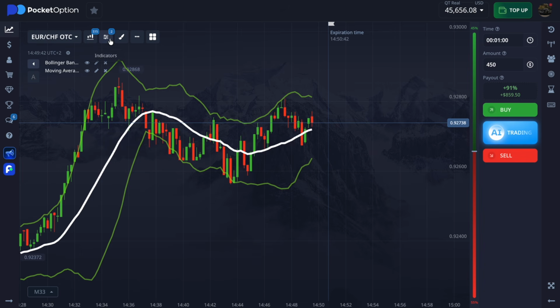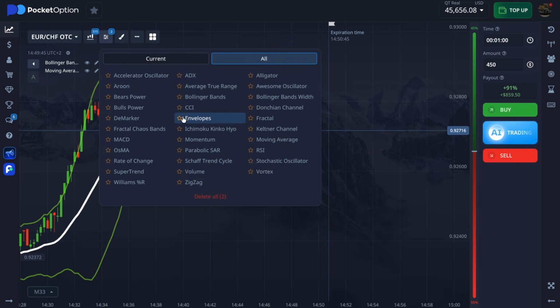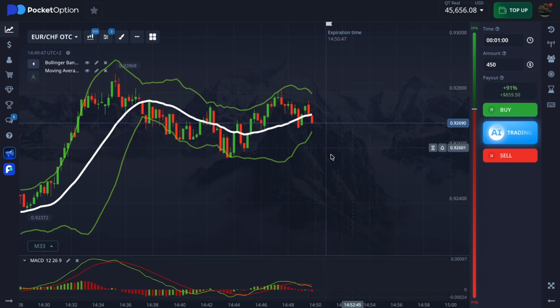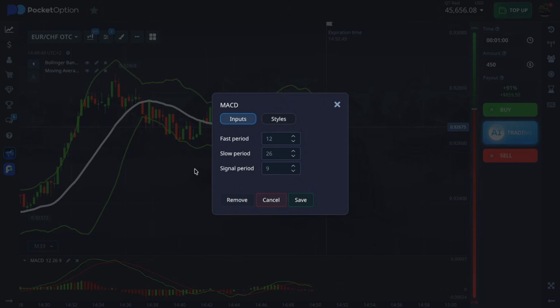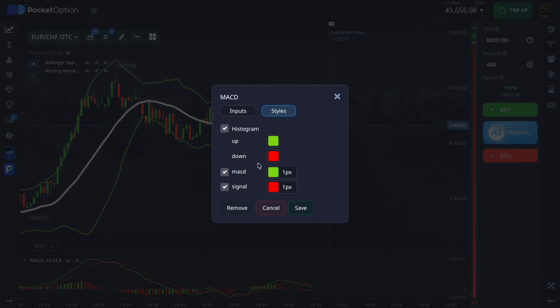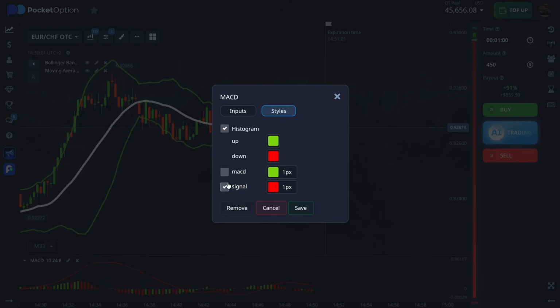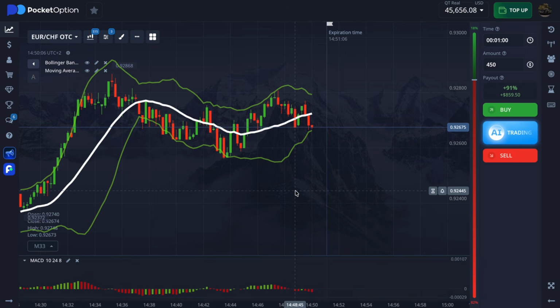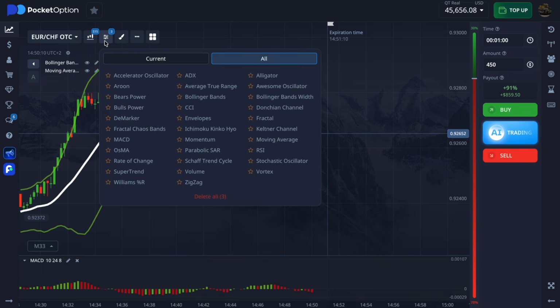The third indicator I will need is called MACD. I add it to the chart and go into the settings here. I change the fast period to 10, the slow period to 24, and the signal period to 8. After that, I go to Styles and disable all the lines, leaving only the histogram, as I will be working only with it. And the last indicator I will need is the one called RSI.